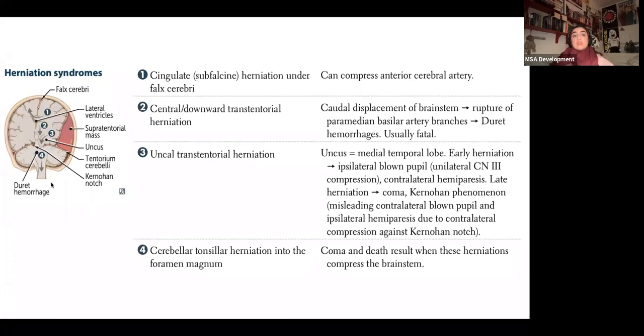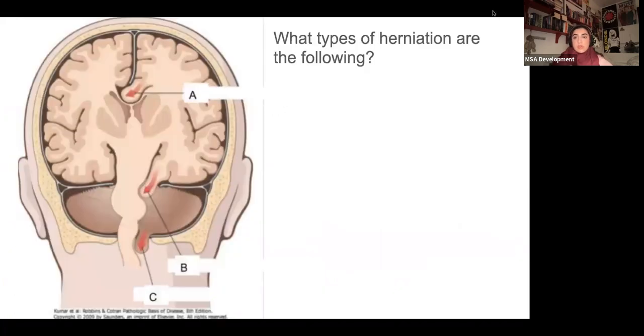And this is the most fatal in terms of it can most quickly lead to coma or death. It's because of the herniation compression of the brainstem, which is the most immediate. In the rest, you can also get compression of the brainstem, but they present a little bit later. Over here, it's most commonly earlier in its presentation. Okay. So when we know the types of herniation, then we're going to get this question.